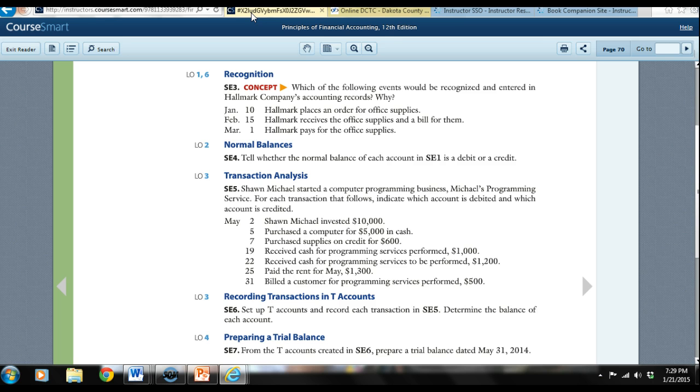May 25th, paid the rent for May, $1,300. We've got to debit something, we've got to credit something. When we pay the rent, how do we pay rent? With what? Cash. What happens to cash? It goes down. So what are we going to do to cash? Credit it. So now we've got to debit something. Rent expense gets debited. Think about this. Expense accounts always have a debit balance, and expenses reduce our owner's equity, right? So if owner's equity has a normal credit balance and we're reducing owner's equity, we're going to debit it. Next.